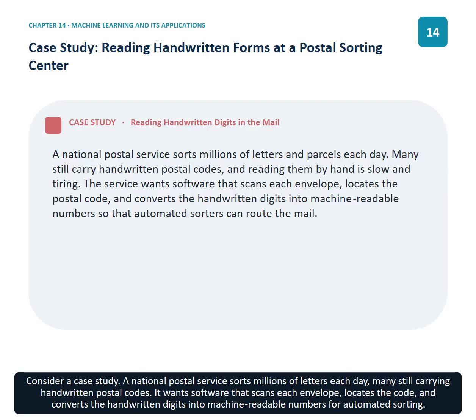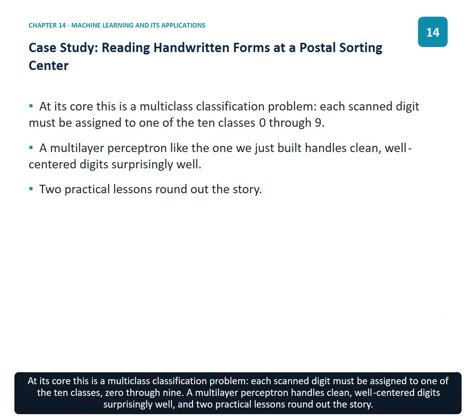Consider a case study. A national postal service sorts millions of letters each day, many still carrying handwritten postal codes. It wants software that scans each envelope, locates the code, and converts the handwritten digits into machine-readable numbers for automated sorting. At its core, this is a multi-class classification problem. Each scanned digit must be assigned to one of the 10 classes, 0 through 9. A multi-layer perceptron handles clean, well-centered digits surprisingly well, and two practical lessons round out the story.